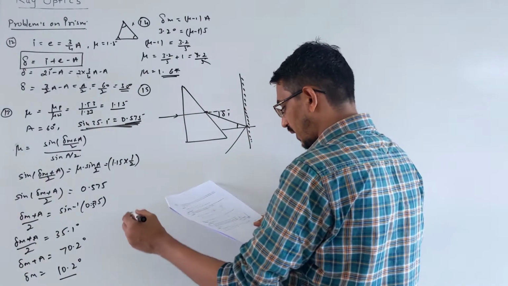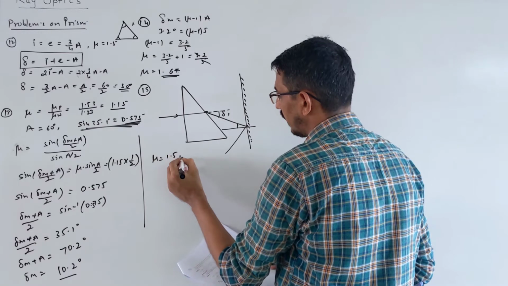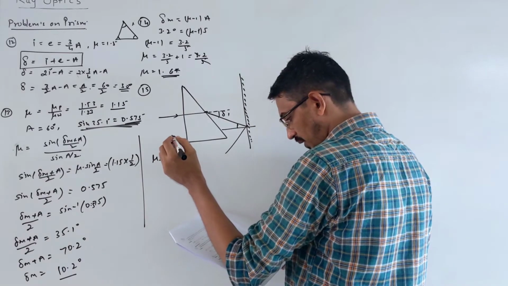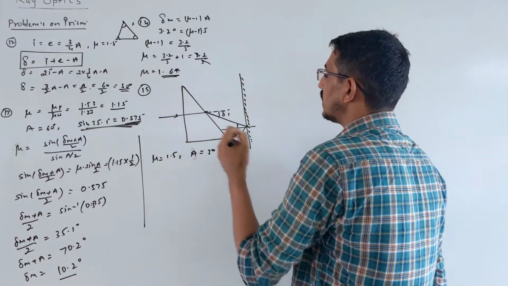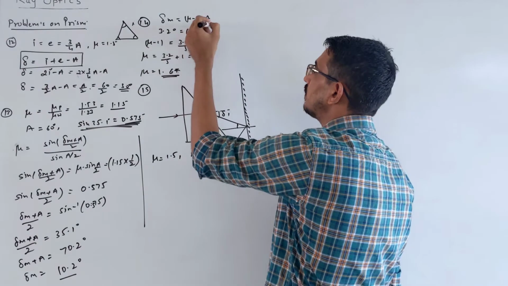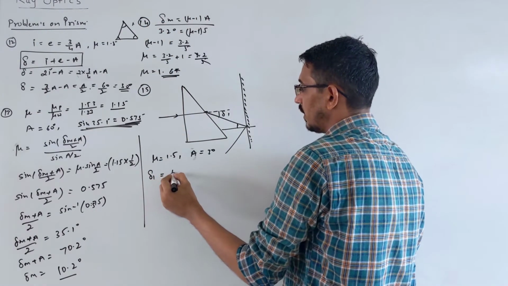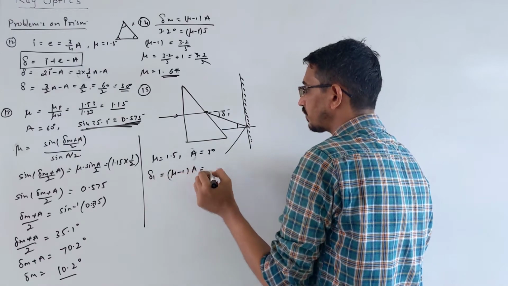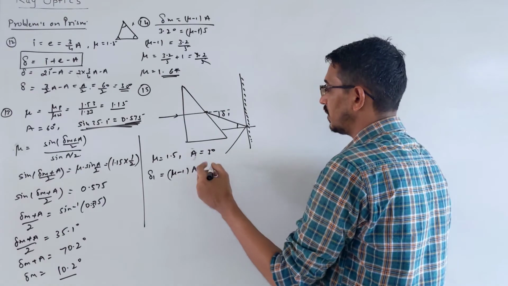What is given? The refractive index mu is given as 1.5. Apart from this, what is given? The angle of the prism A, that is 3 degree. So let's first calculate the deviation due to this thin prism. We know the formula for deviation due to a thin prism. Deviation due to the prism we call del 1, which becomes mu minus 1 into A. Mu minus 1 means 1.5 minus 1 is 0.5, into 3 means what?